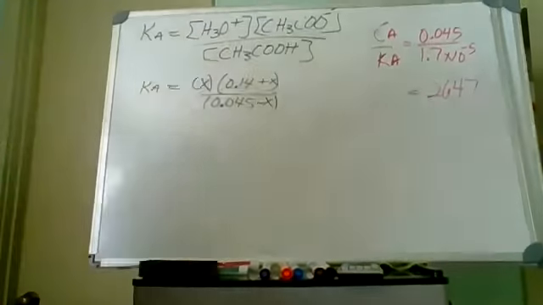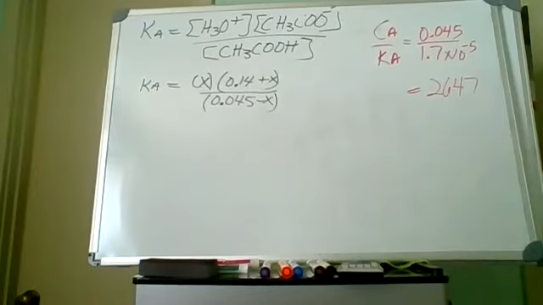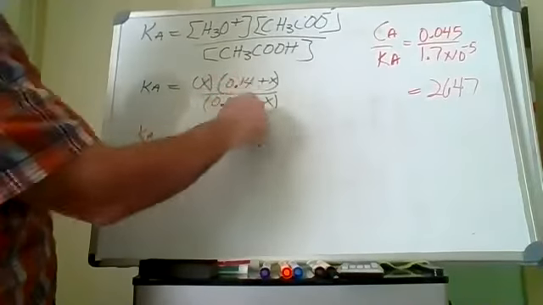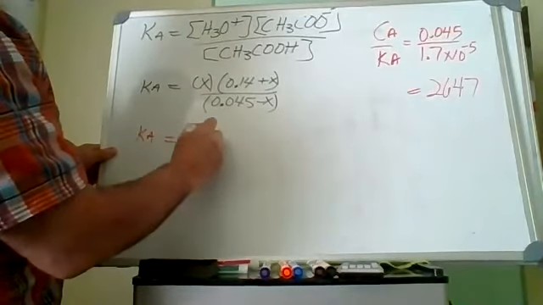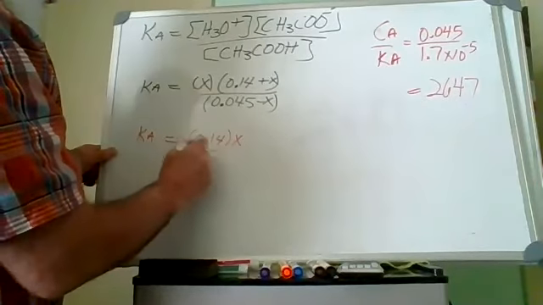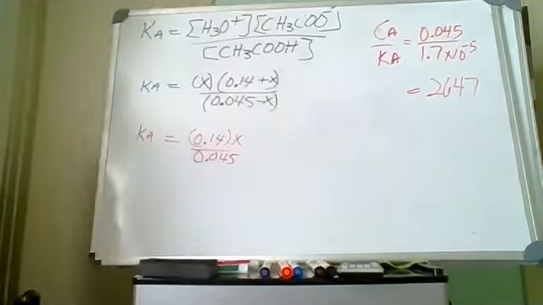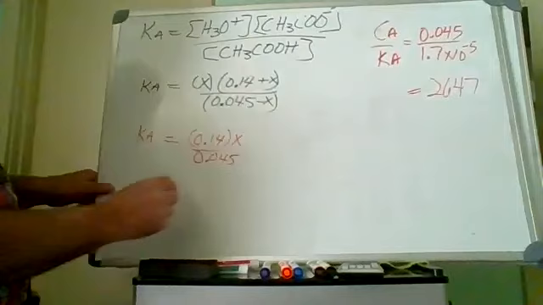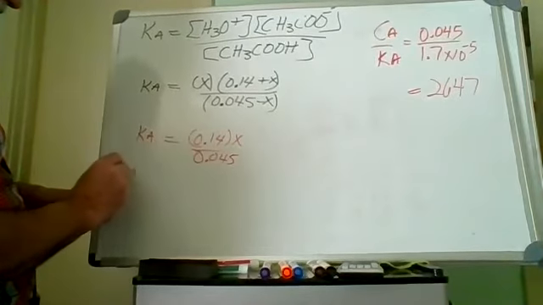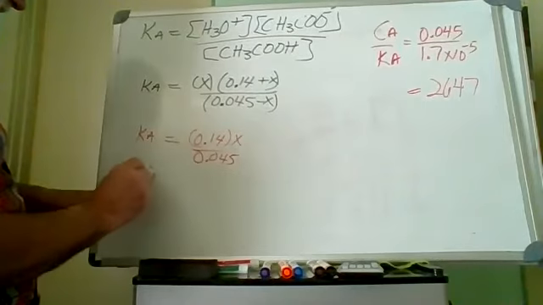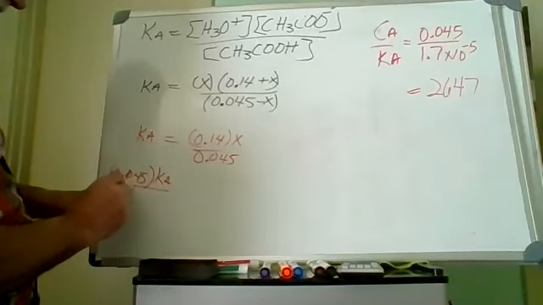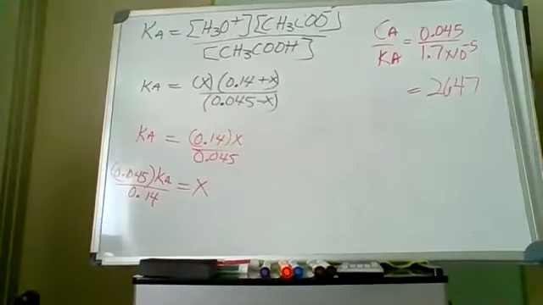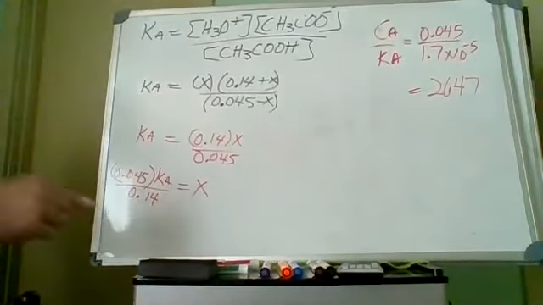I just want to check one thing here real quick. Yes. So I'm going to rewrite this, dropping the plus X and the minus X. So 0.14 times X divided by 0.045. I'm going to solve this for X. So 0.045 times Ka divided by 0.14 equals X.